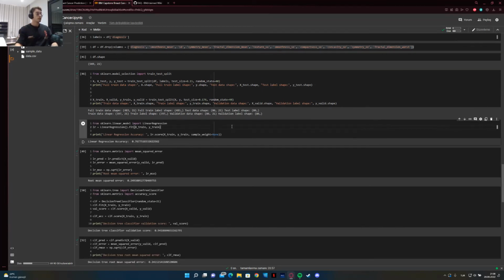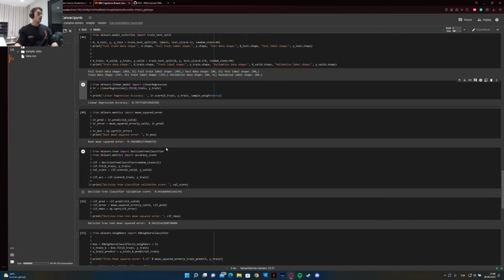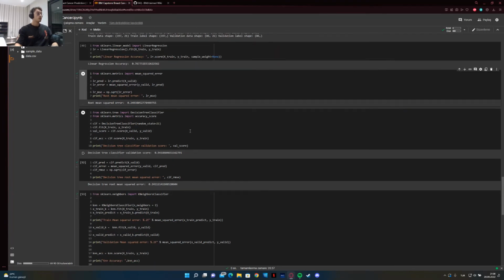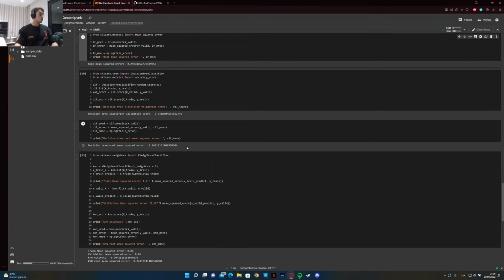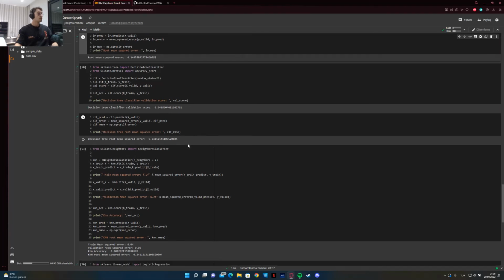After that, I was going to evaluate my models. First, I started with linear regression. Here you can see the linear regression accuracy and the root mean squared error. After that, I looked at the decision tree classifier. The decision tree classifier validation score was really high, 0.94, which is a good value for this dataset. And you can see the root mean squared error of the decision tree, 0.24.